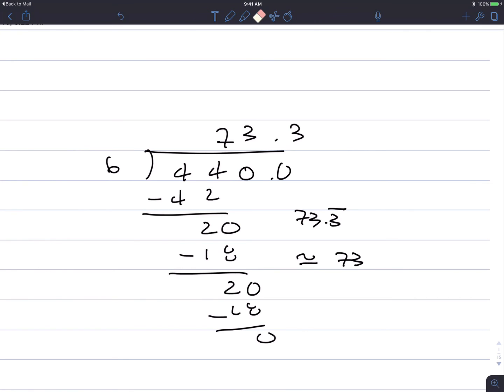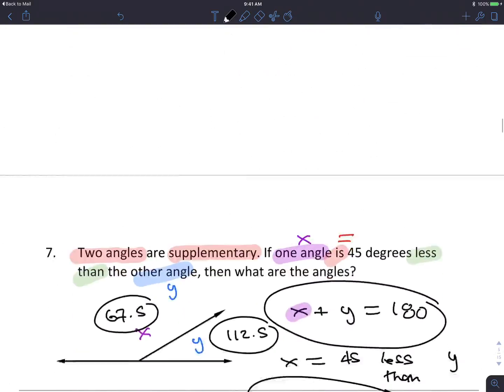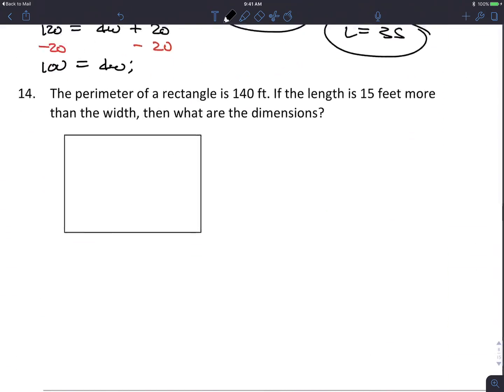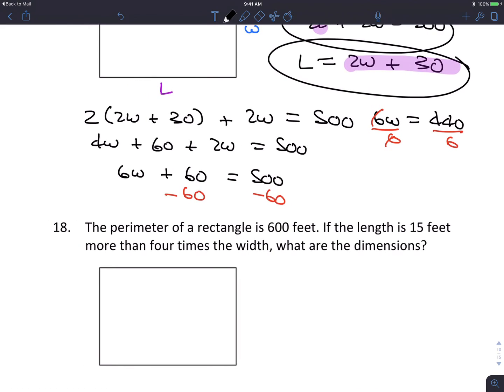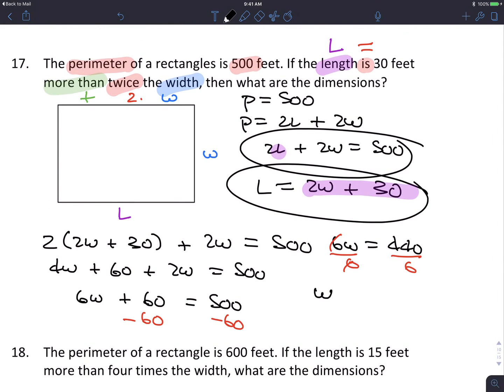Okay. Let's use 73. Don't forget, it's all the way down here. 440 divided by 6 is 73. There's our width. Width is 73, and it's in feet.